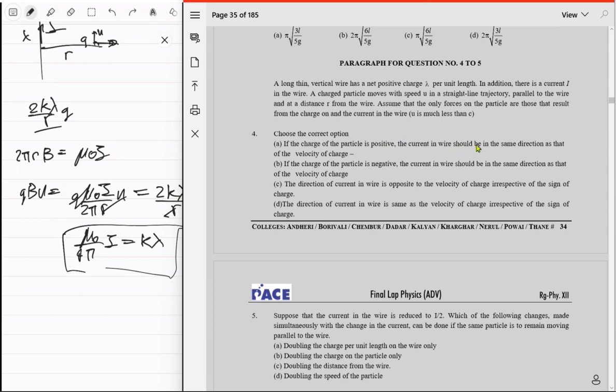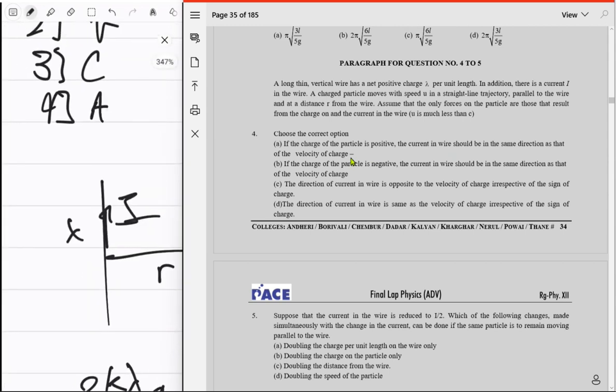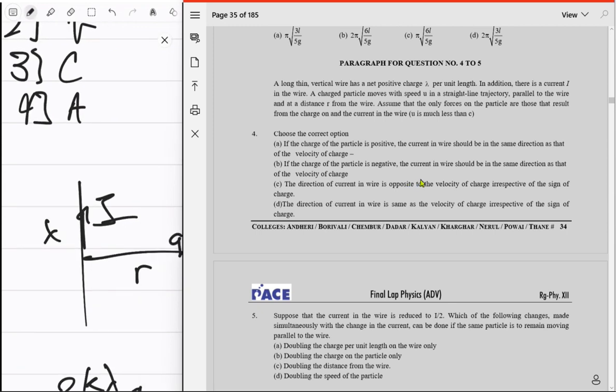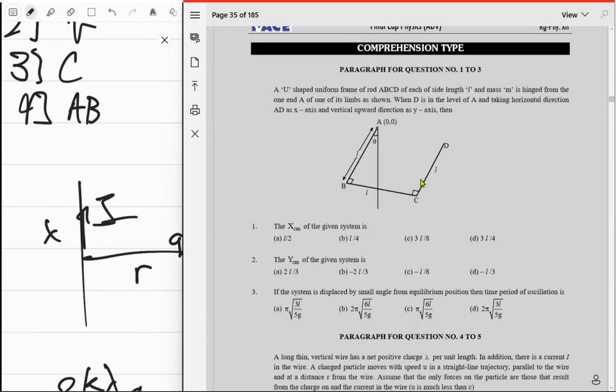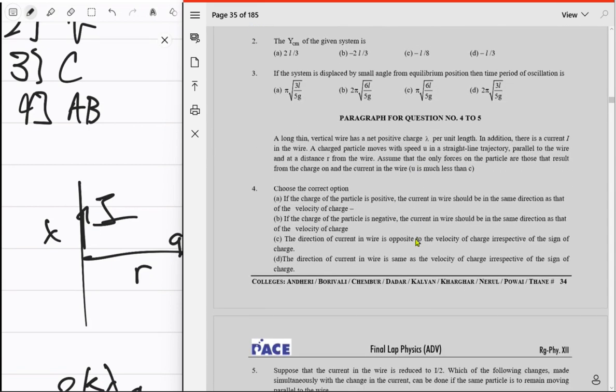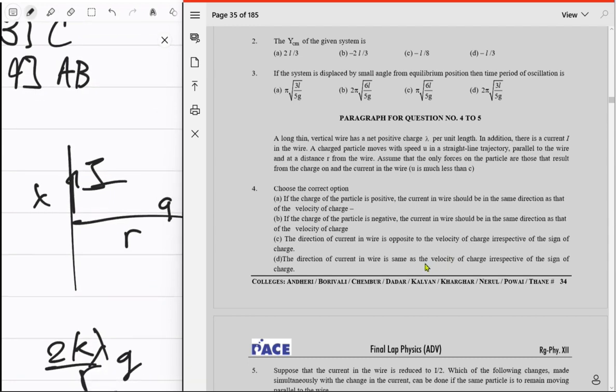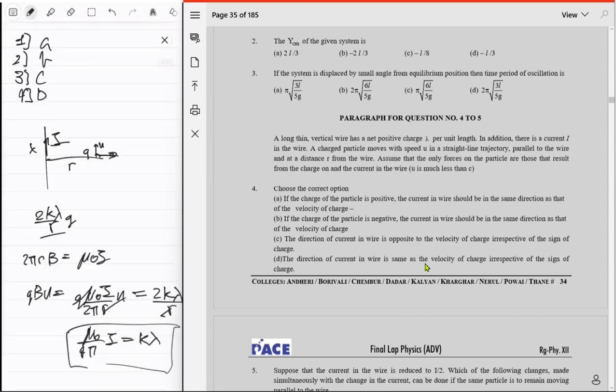Current in the wire in the same direction as that of the velocity of charge. Yes, so A is correct. And what else? If the charge of the... okay, current in the same direction. So B is also correct. Wait, is this multiple choice? Okay, at least a single option will be correct. Whatever. The direction of the current in the wire is opposite to the velocity of charge with respect to the sign of the charge. Oh, okay, so D is the only correct option, because probably just yeah, it is the sign of the charge. So D. Next question, fifth.